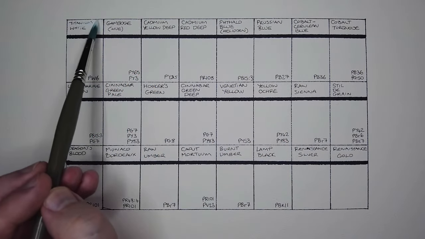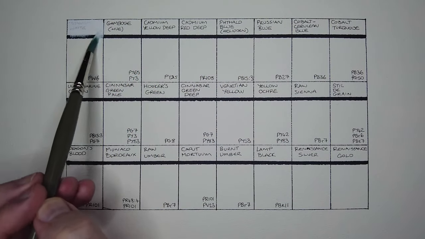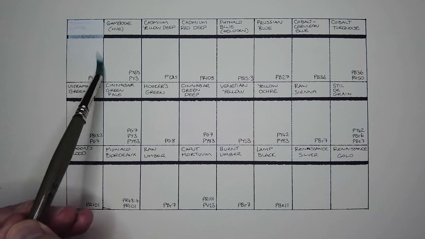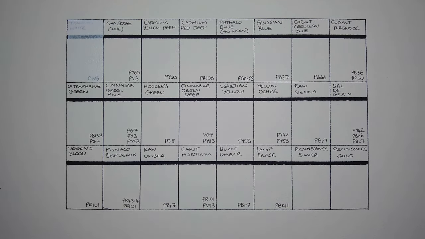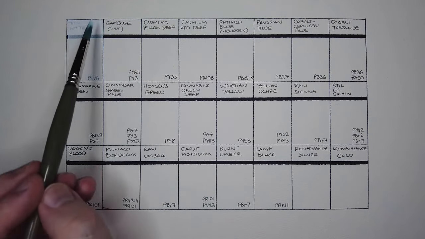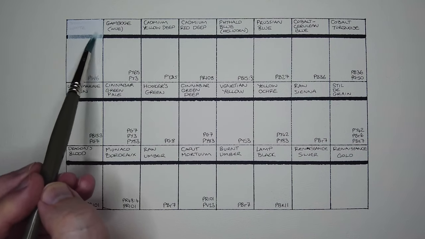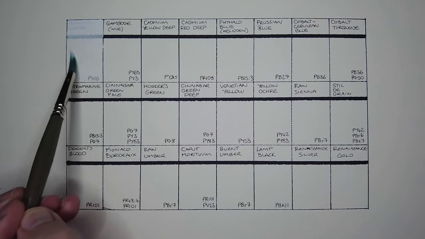So first up is Titanium White, made from PW6. I never really use a white watercolour, I much prefer to have a white gouache available for when I need to add some mist highlights.